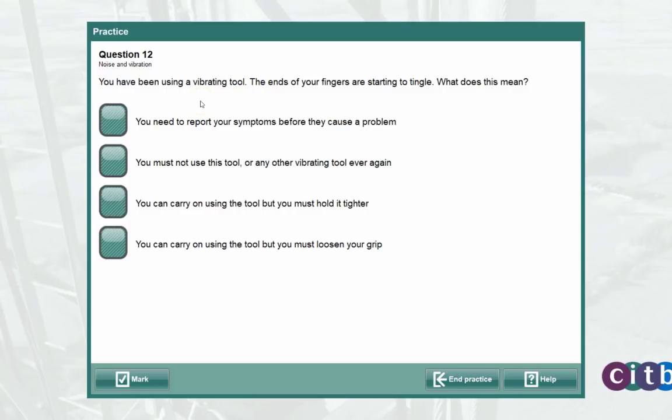You have been using a vibrating tool. The ends of your fingers are starting to tingle. What does this mean? You need to report your symptoms before they cause a problem. You must not use this tool or any other vibrating tool ever again. You can carry on using the tool, but you must hold it tighter. You can carry on using the tool, but you must loosen your grip.